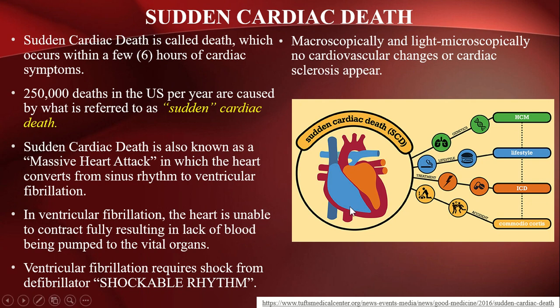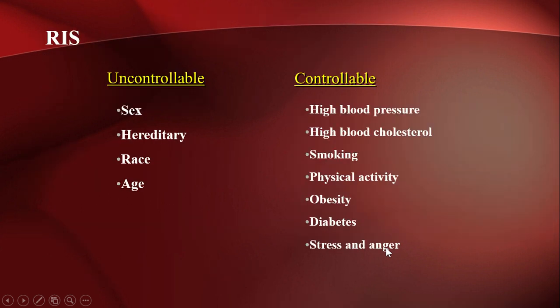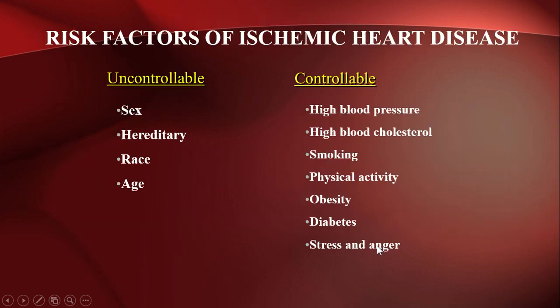And here you see the cause of the sudden cardiac death. The risk factors of ischemic heart disease are divided into uncontrollable and controllable. Uncontrollable include sex, heredity, race, and age. Controllable include high blood pressure, high blood cholesterol, smoking, physical activity, obesity, diabetes, and stress and injury. And here they mean physical inactivity, the hypodynamia, or less physical activity.